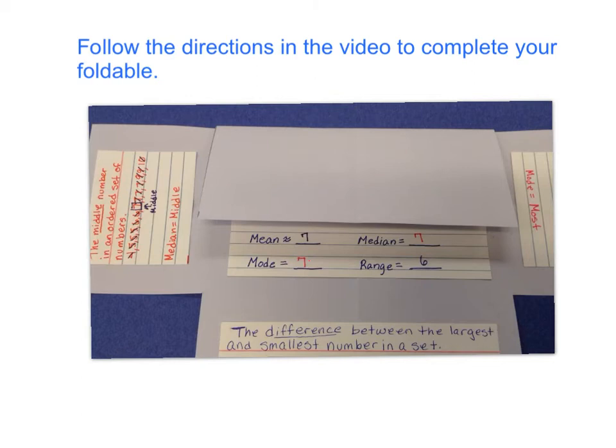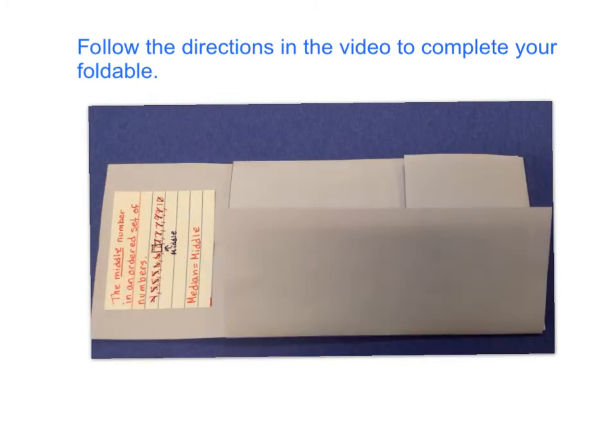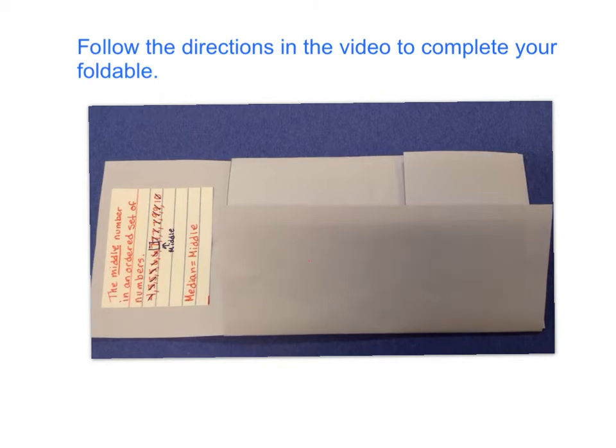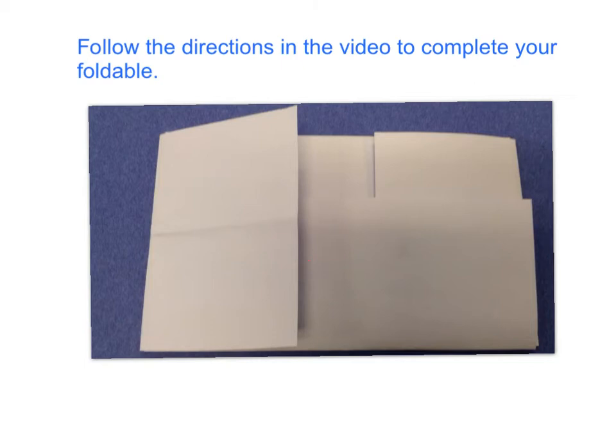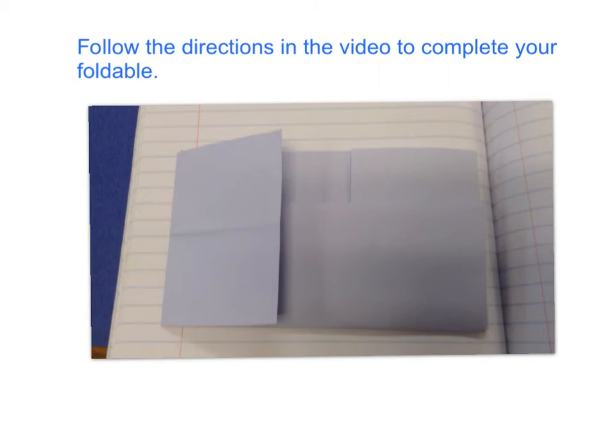And then, once everything's glued, take the top flap and fold it down. Take the right flap and fold it over. Take the bottom flap and fold it up. Take the left flap and fold it in. And then flip your foldable over so that it is flat on the back. So all you've got is flat paper, and use your glue stick and glue it into your notebook.